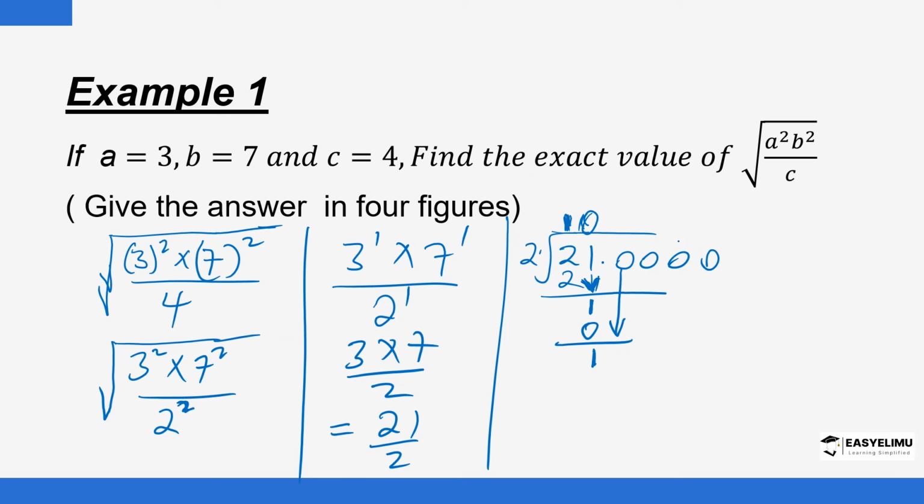So you'll add more zeros there. After the decimal point, you can add as many zeros as possible. So you drop the next 0. 2 goes into 10 five times, you write 5 on top of that. And 5 by 2 is 10. So that is 0, 0. The decimal point will jump up there afterwards. So our answer here is going to be 10.50, to 4 figures. So that is the exact value of this one here.